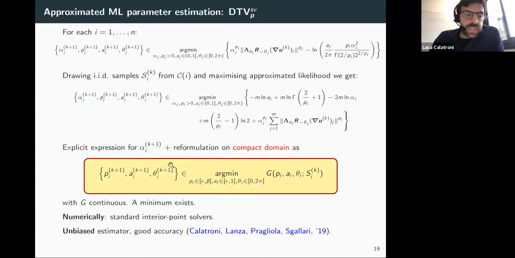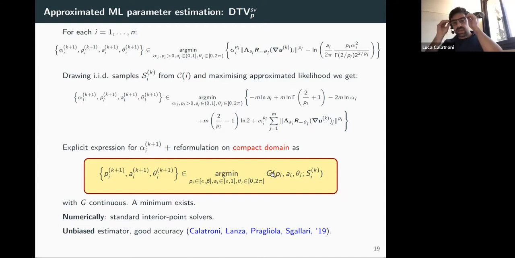So for that, we can still find an explicit expression for the weights alpha_i, and we need to reformulate the problem on a compact domain in order to guarantee the existence of solutions. But this is not as artificial as it sounds, due to the fact that anyway, when we want to estimate these parameters via our laptop, we should fix some bounded and compact interval anyway. So to do so, we use some standard interior point solvers.